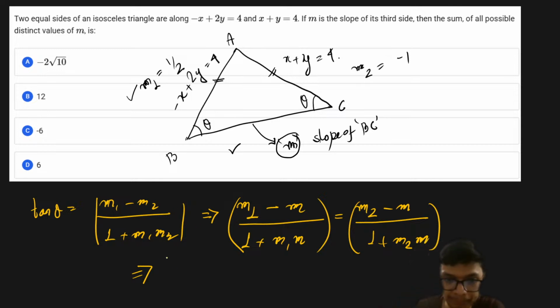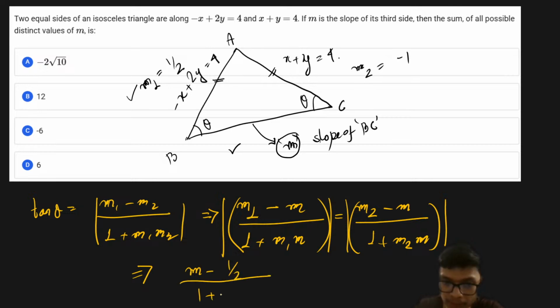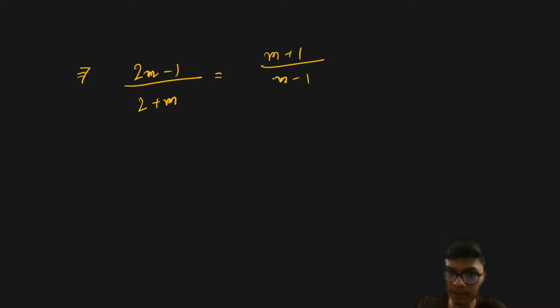So let us try to solve it. Since we have a mod over here, you can just put a mod over here, doesn't matter. So you can change it by yourself. So what I'm writing is m minus 1 by 2 divided by 1 plus m by 2 is equal to m plus 1 divided by 1 minus m. So if you try to simplify this relation, there is going to be 2m minus 1 divided by 2 plus m is equal to m plus 1 divided by m minus 1, right?